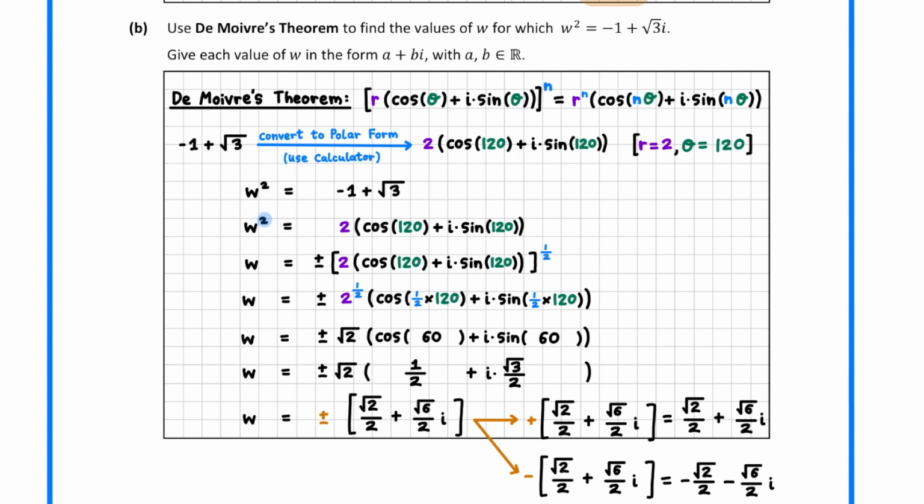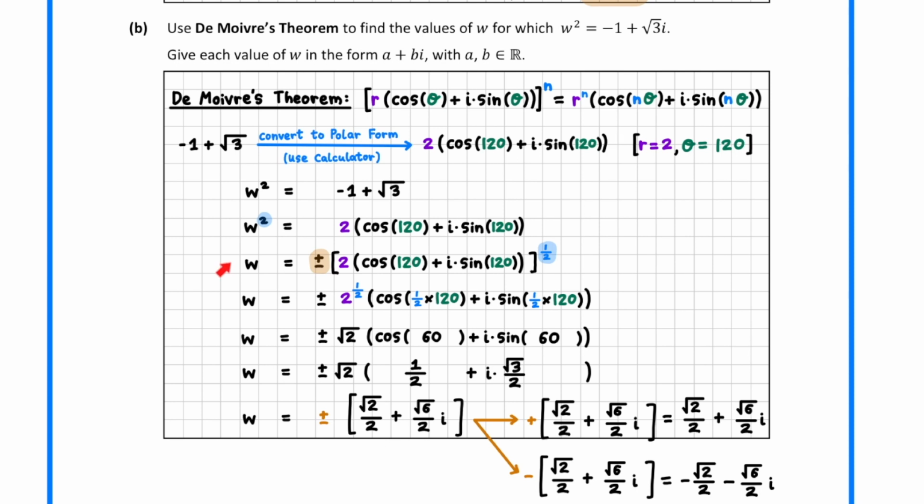Our equation involves w squared. To find w, we should square root both sides of the equation. We have to be careful to remember to write in a plus minus sign here. This is necessary because positive and negative versions of the same number both square to give you the same result.